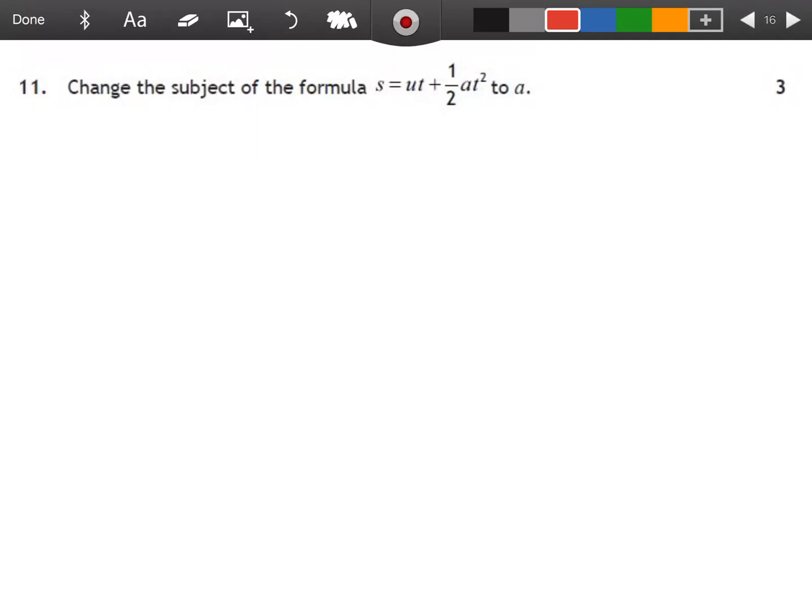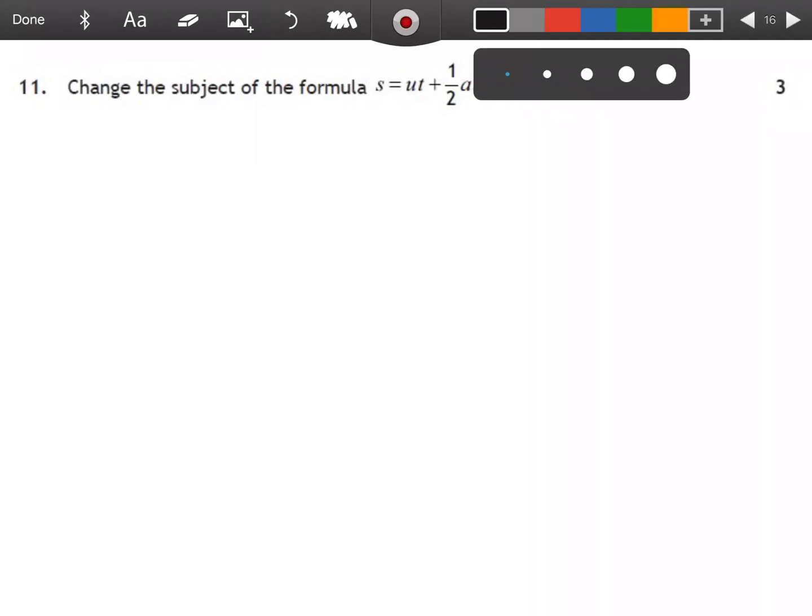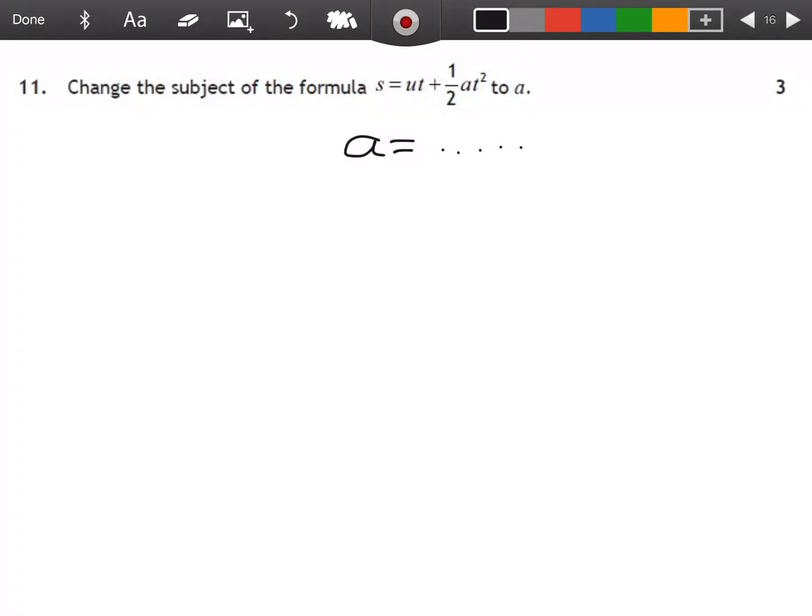Number 11, change the subject of the formula to A. So what this means is we want to find our answer, A equals. That's what we're looking for, okay? So we've got this equation, we're going to rearrange it a bit. Remember, change the sign, change side, all the rest. Move things across the equal sign so that we finally have A on its own, A equals, and everything else on the other side.